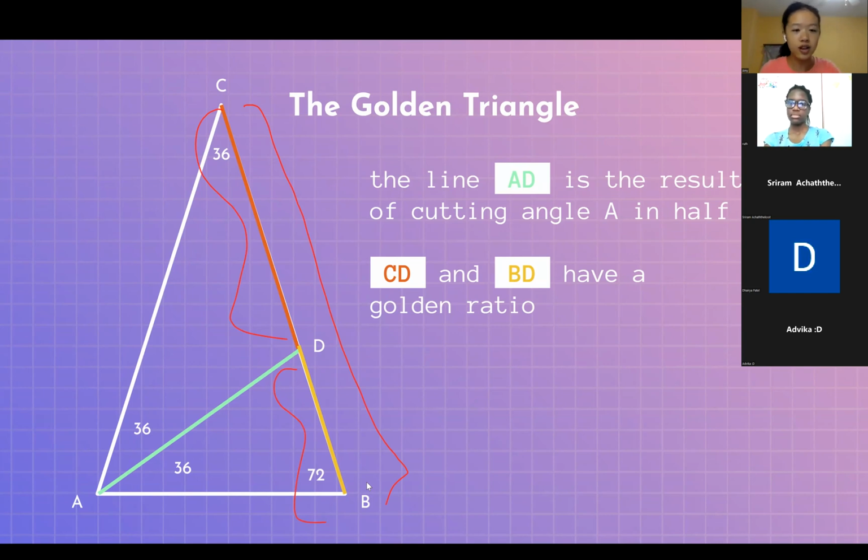And you also might notice that it divides the triangle into more triangles that have degree measures of 36 and 72. So this angle here is 72, and so this will be another one of those golden triangles. So you could continue doing that thing where you bisect it and so on and so forth. So like this.